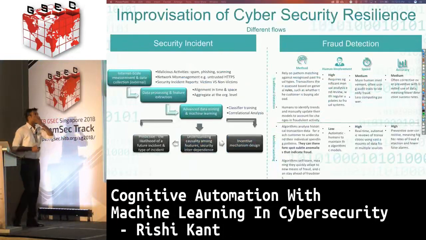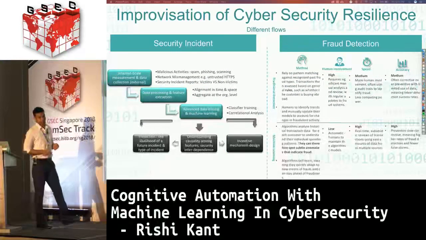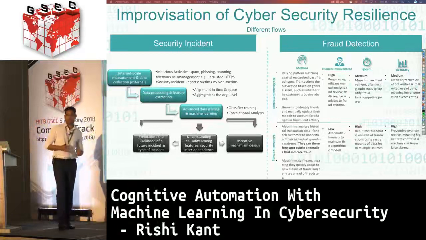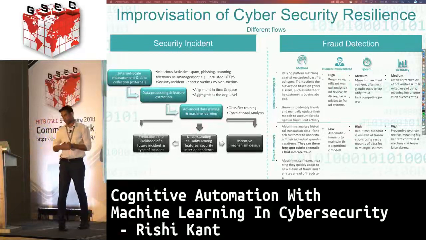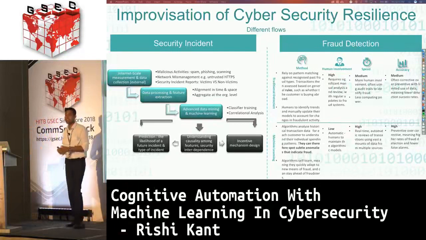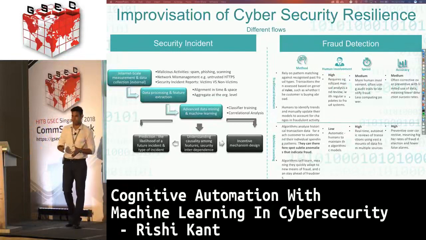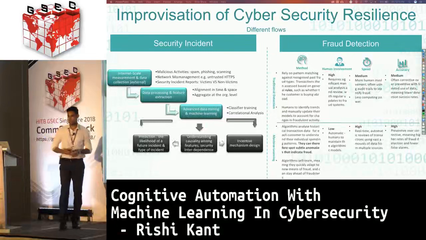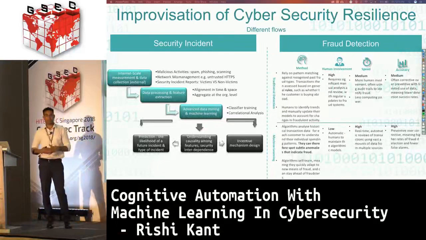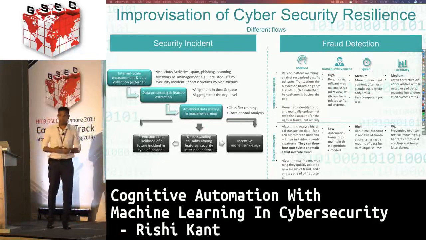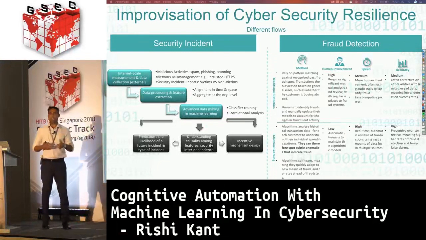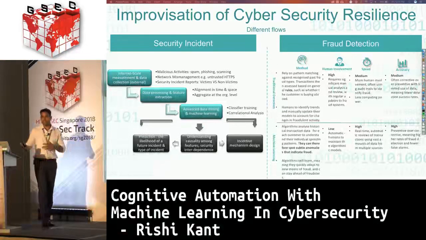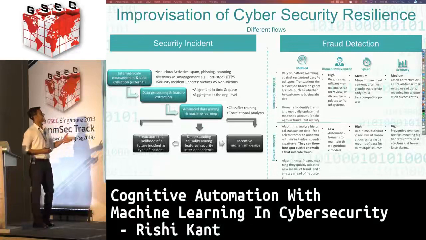So if I'm talking about the next section, improving cybersecurity resilience. Machine learning helps a lot in cybersecurity nowadays. We have a lot of tools from Dark Matters and other organizations. If I'm talking about security incidents, we have external incidents and internal incidents. So we have different types of incidents.